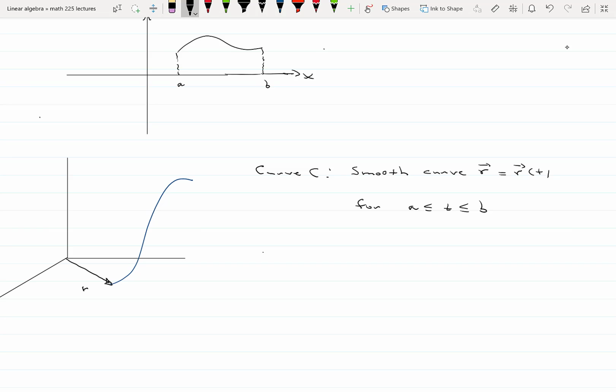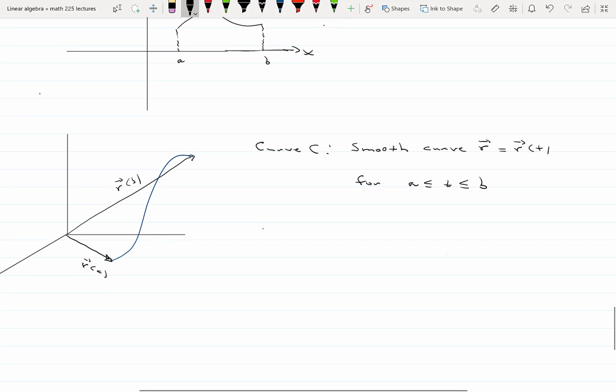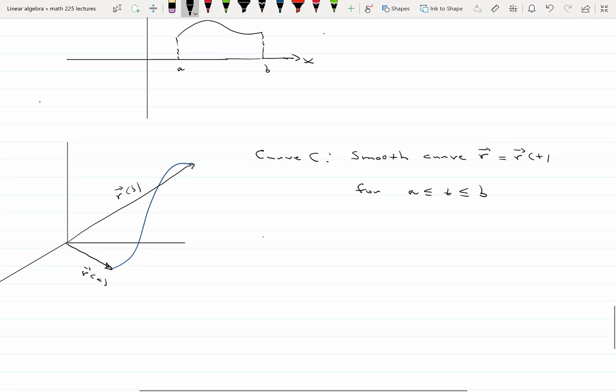Here's my position vector at A. And I'll draw my position vector at B. So here's r of b. The fundamental theorem of calculus for line integrals is very similar to the fundamental theorem that we looked at just from Calc 1 a few minutes ago. Okay, so let's say some more preciseness.